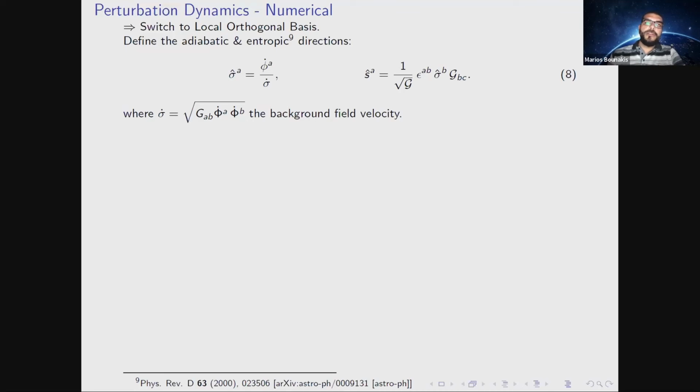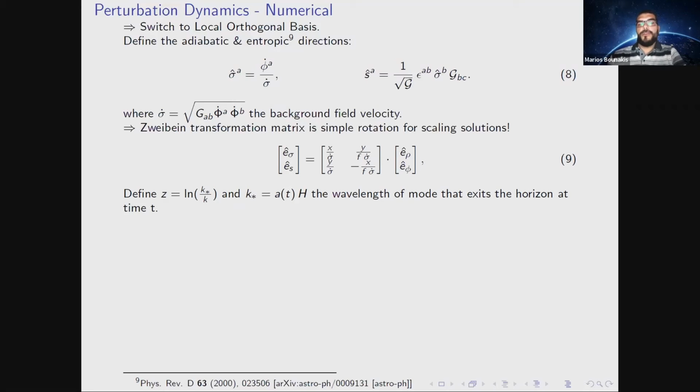First of all, it is in general well advised to switch to a local orthogonal basis, by defining the adiabatic and entropic directions using these unit vectors. And we can observe that the Zweibein transformation matrix is a simple rotation in field space.